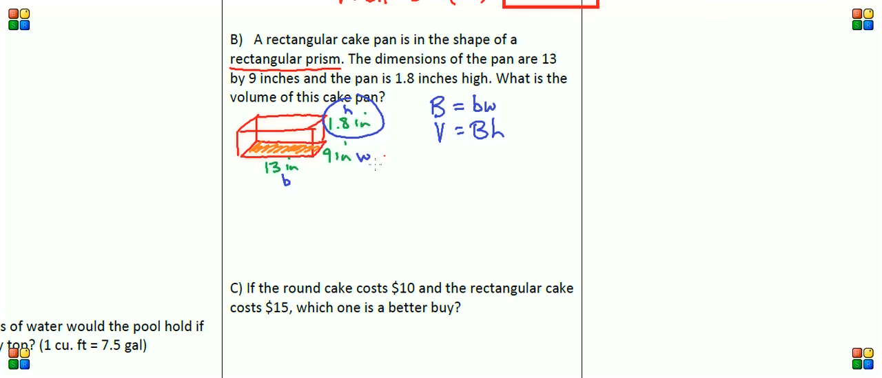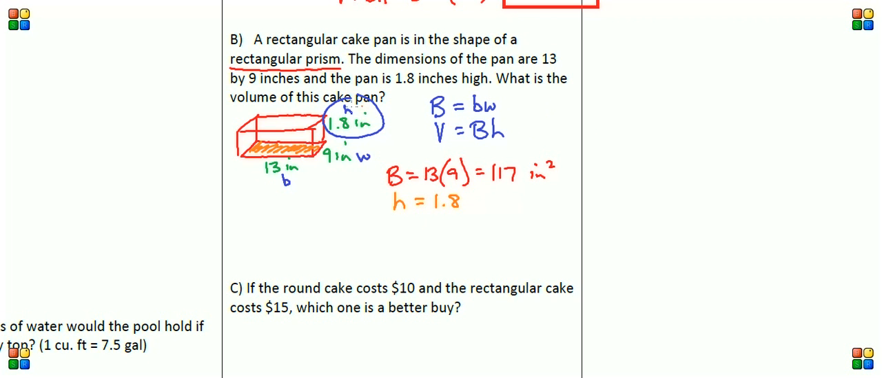Let's go ahead and do our calculations. The area of the base is equal to 13 times 9. 13 times 9 is 117 inches squared. Our height we already identified is equal to 1.8.